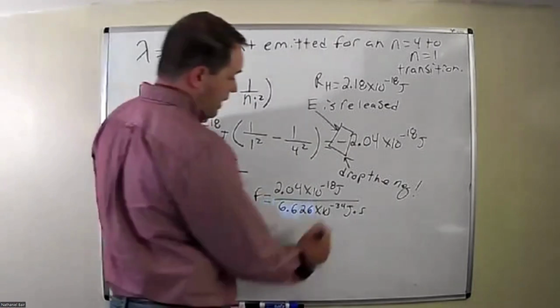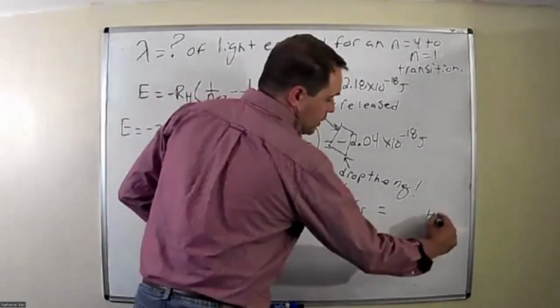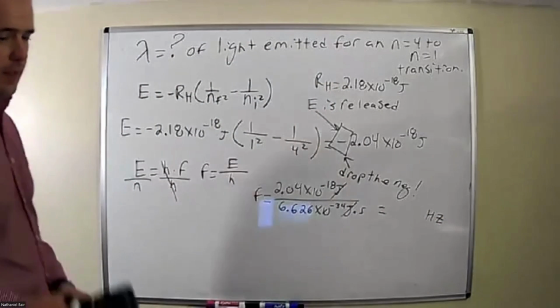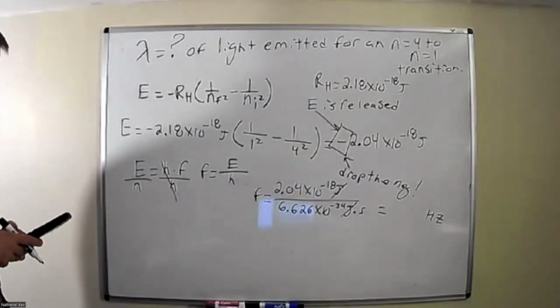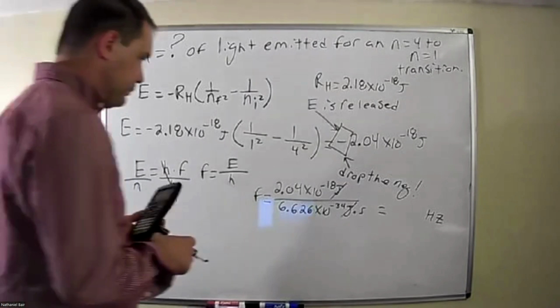So what happens here? Obviously, joules cancel out. We're left with per seconds. We're going to get an answer in hertz or cycles per second. Go ahead and bop that in your calculator, hopefully using that E button. Hopefully you bought into the E button by now.